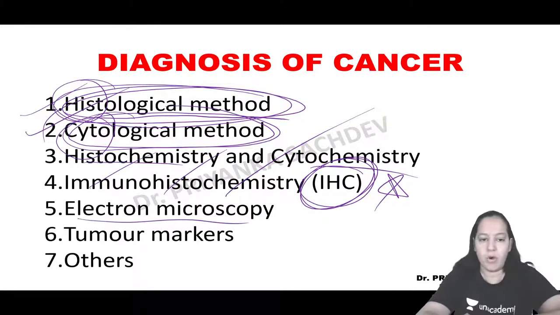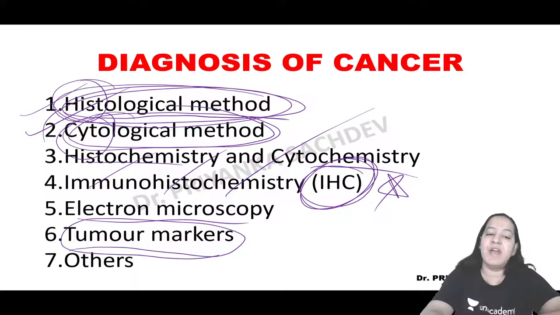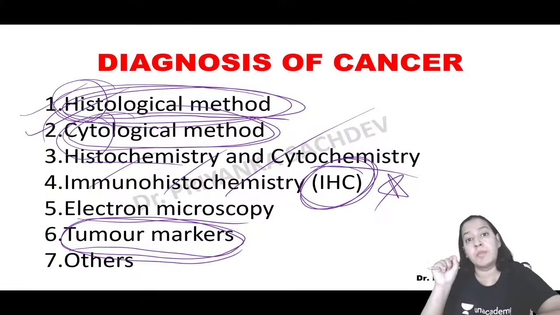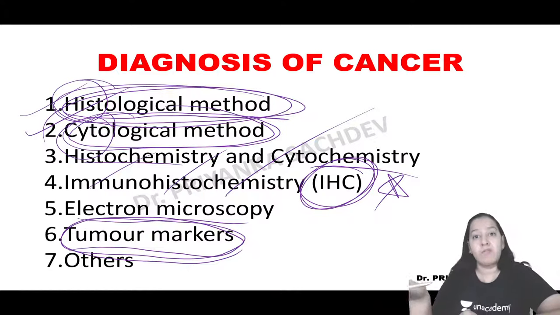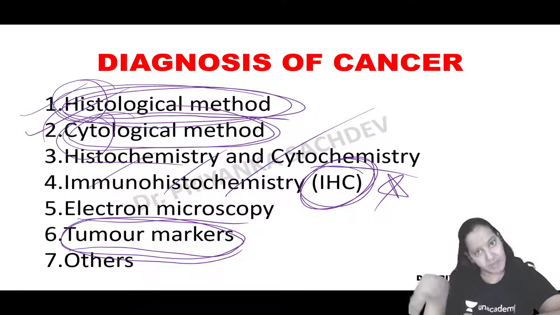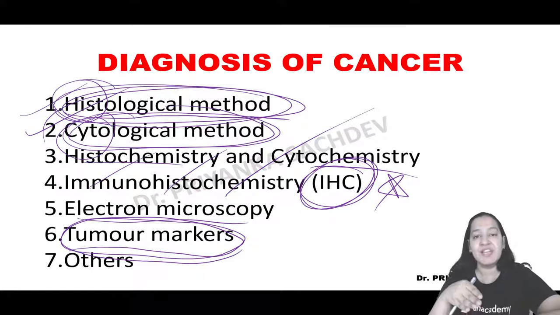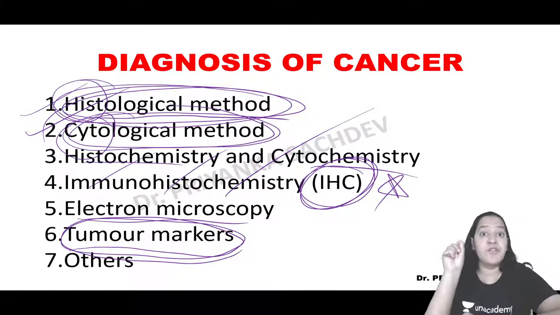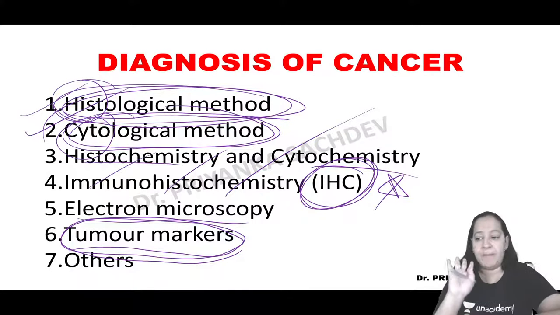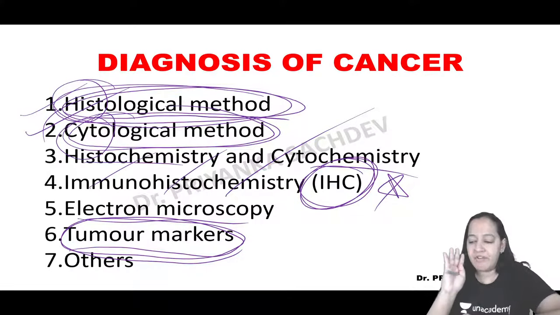Electron microscopy, you already know, apart from light microscopy, there is always electron microscopy, fluorescent microscopy, and tumor markers. Very, very important. What are tumor markers? How do we do it? In all these investigations, I will tell you how we do it, what is the use of this particular investigation, what is the procedure, and what is the advantage of that particular method over other methods. These are the investigations you should order for your patient if you are an oncologist and you are suspecting any organ malignancy in your patient. So let's talk about them one by one.